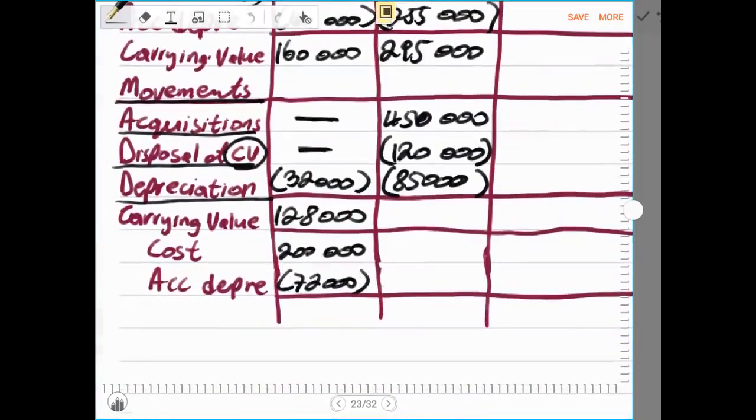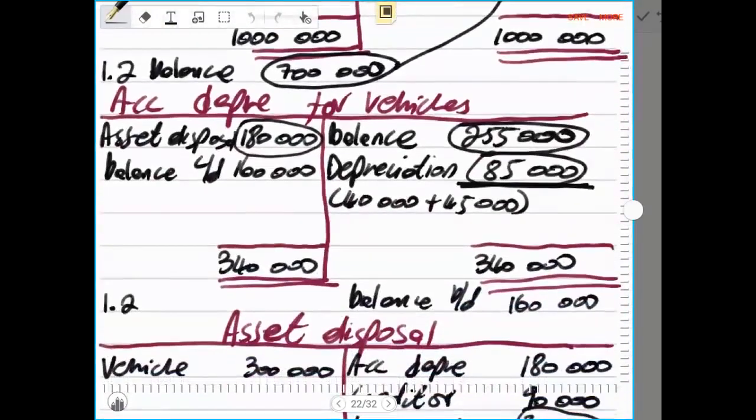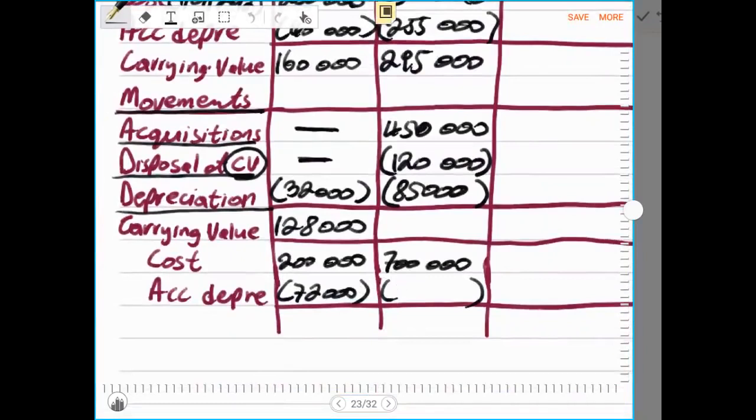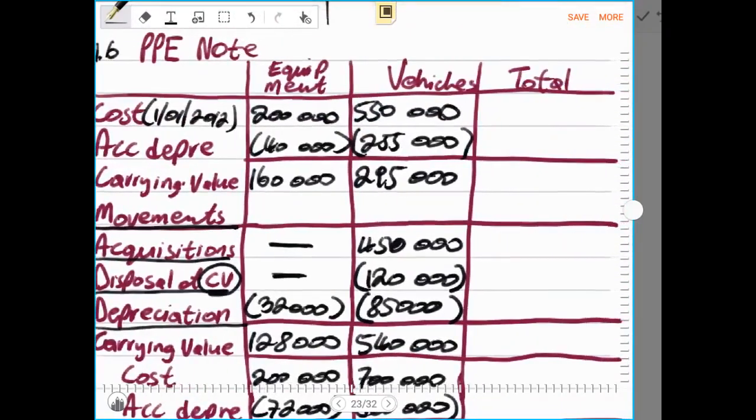We record that cost at the end is 700,000 rands. And accumulated depreciation at the end of the year, there we have balance carried down of the accumulated depreciation, and that balance was brought down beginning of next year, 160,000 rands. Therefore, now we take that 160,000 rands as the closing balance of the accumulated depreciation, and the carrying value at the end of the year will be 540,000 rands.